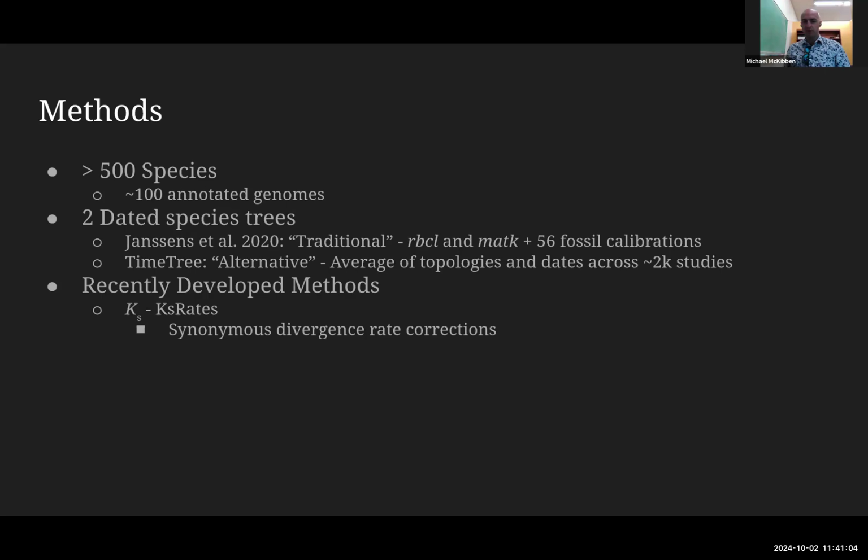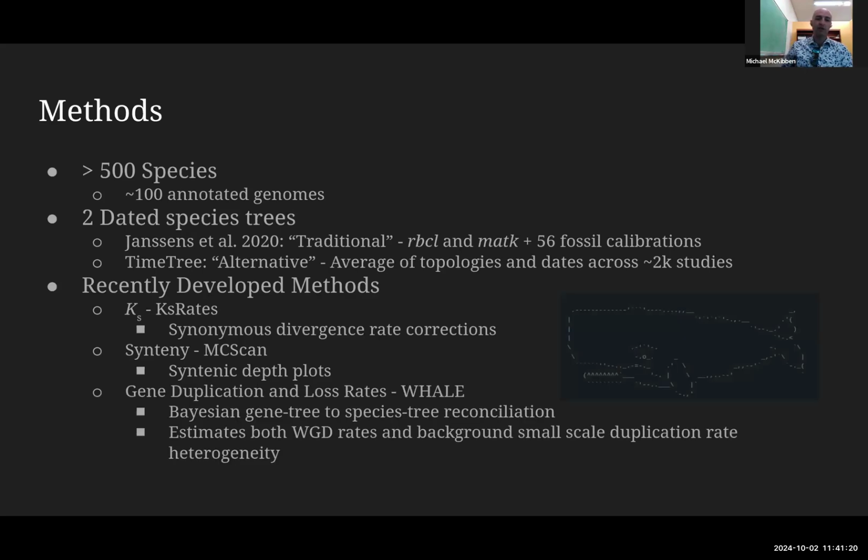We then used some of the most recent iterations of the different approaches I've discussed with you so far. For example, KS rates for its powerful synonymous divergence rate corrections. Synteny in the form of MCScanX, which also allows us to make these synteny depth plots we've described. And then Whale to get at this gene tree to species tree reconciliation approach.